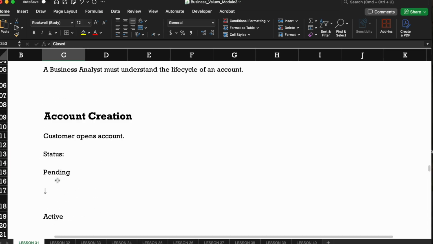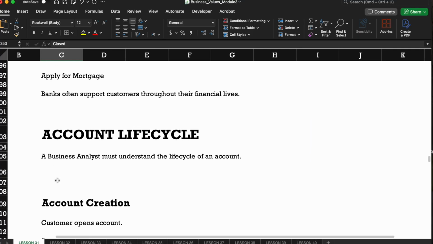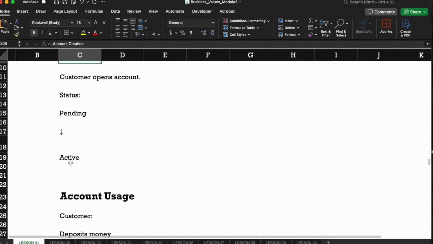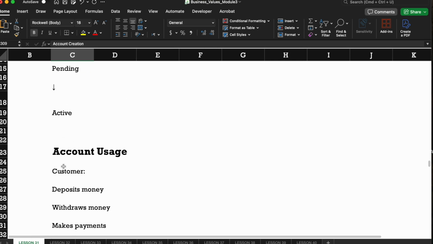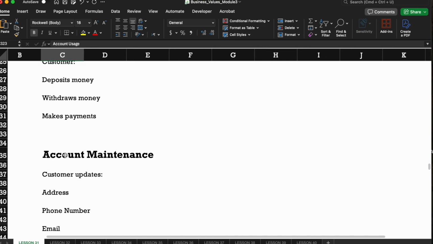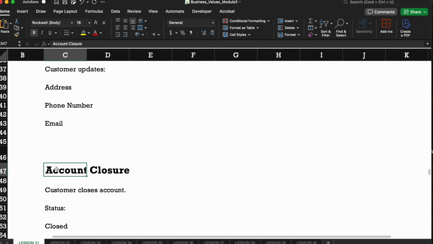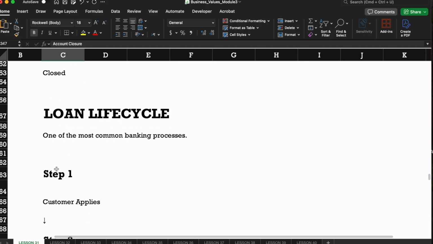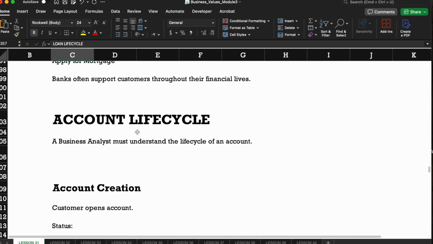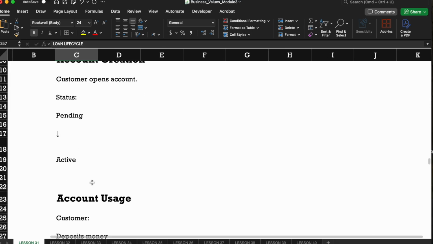So now that is the life cycle: first account creation, and what the customer has to do, status, account usage, account maintenance, account closure. These are the 4 actions in an account life cycle. Loan life cycle: this account life cycle is applicable to any type of account.